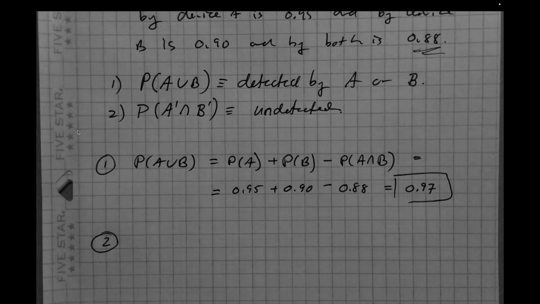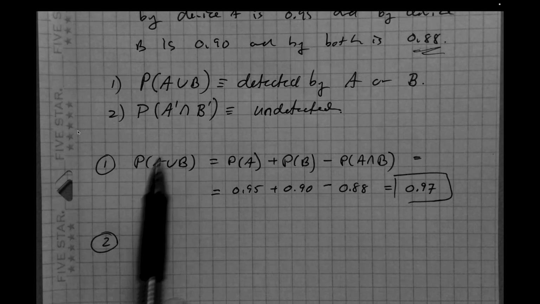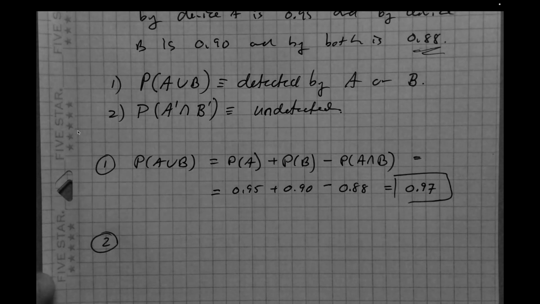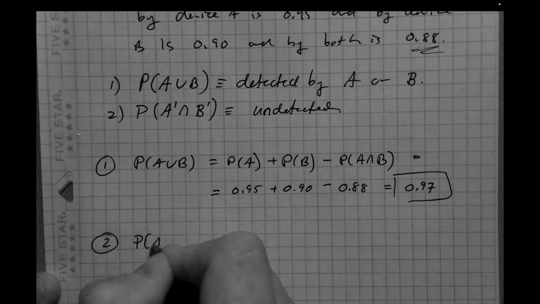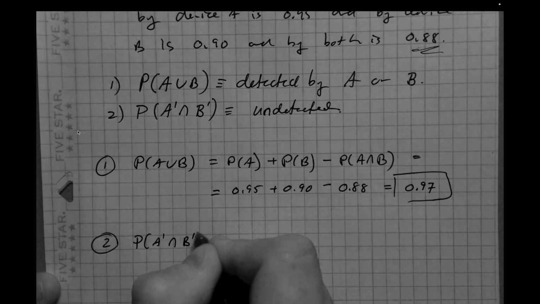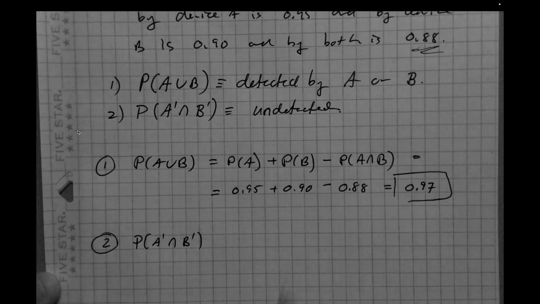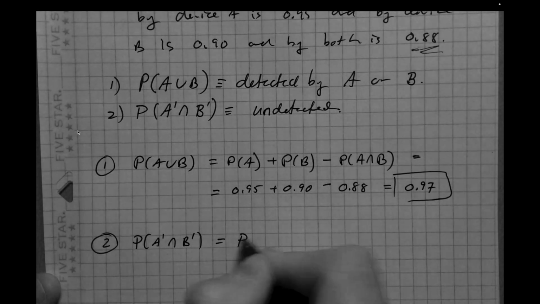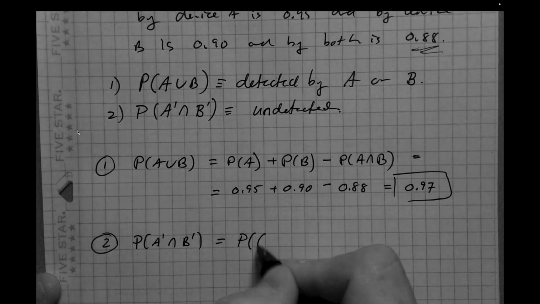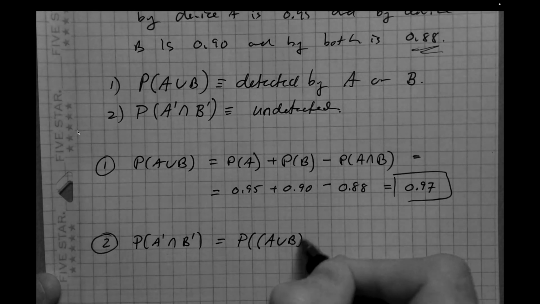Now, what about the second? What's the probability that it'll be undetected? You can kind of see that that's probably going to be the complement of this, isn't it? But let's go ahead and run through the exercise. So the probability of not A and not B. Well, you can think back to your set theory. This is going to be equal to the probability of the complement of A or B, which is what we just said.